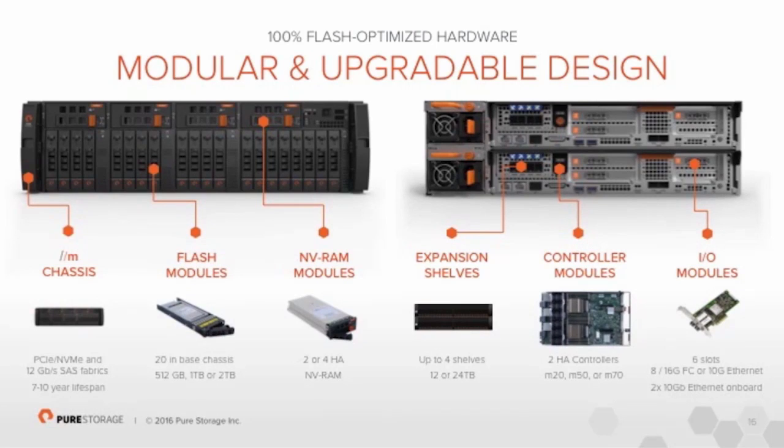Our expansion shelves today can go up to 12 to 24 terabytes, and we most recently just released a 44 terabyte shelf, which is great. Our controller modules come out in 3 different generations. We have the M20, M50, and M70, and these are easily upgraded in the future by just pulling the handle out and swapping the controllers in and out. We support 2 different I/O modules, Fiber Channel and iSCSI. Fiber Channel comes in 8 or 16 gigabit, and the iSCSI comes in 10 gigabit Ethernet.